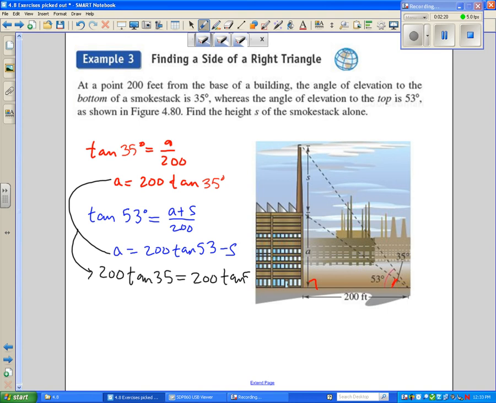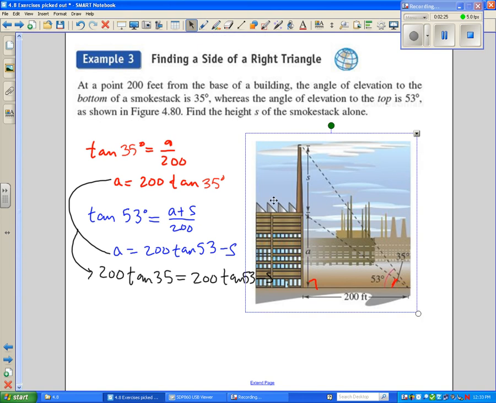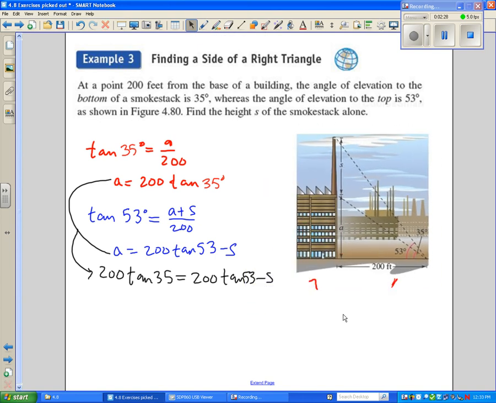That's minus an S. My personal preference is to go ahead and solve for S, then type it in the calculator. I'm going to check my work real fast to make sure I've done it correctly. Looks pretty good. So S, if I add S to both sides and subtract 200 tan 35, then I get this: 200 tan 53 minus 200 tan 35. Now, we could manipulate this equation, but it essentially comes down to that.